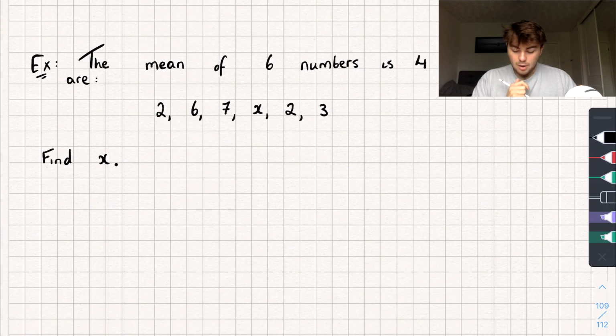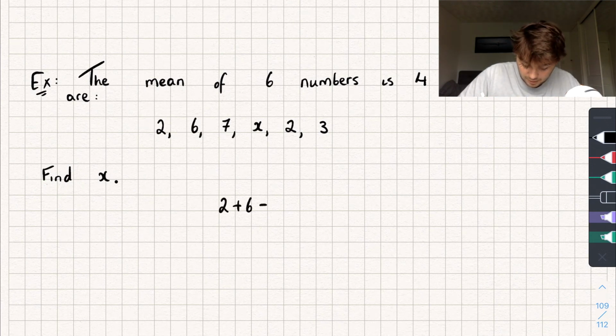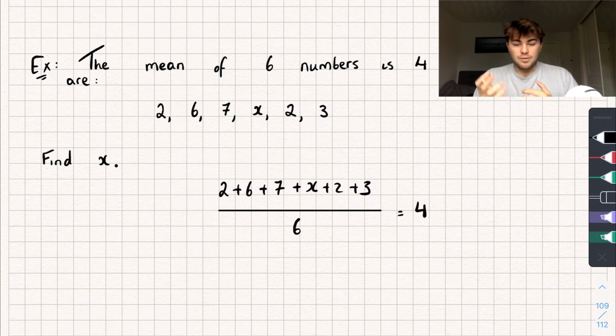Now, finally, you might be given a question like this, which says the mean of 6 numbers is 4, and you're given a list of numbers, but one of them is missing. Find x, so we need to find the value of x. So the way we would do this, okay, would just be to go about it as if we were doing it with normal numbers. So we would do 2 plus 6 plus 7 plus x plus 2 plus 3, and that's all divided by the 6 numbers we have in total, and we're given in the question that that equals 4. And so now we've got an equation that we can solve to find x.